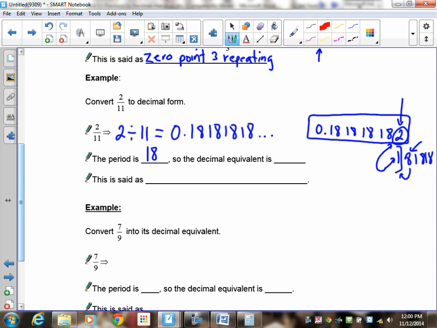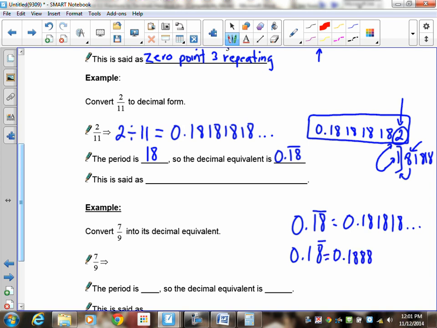So to write this as a decimal equivalent, it is 0.18, and the bar must go over just the 1 and the 8. It cannot go anywhere else. There is a difference between this. If you have the bar over the 1 and the 8, this decimal equivalent looks like this. If you have it only over the 8, this decimal equivalent looks like this. All right? And you cannot put it over just the 1 because you can't have 0.111118. It just doesn't work.